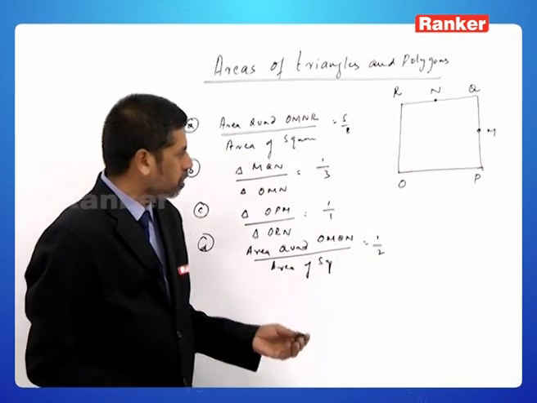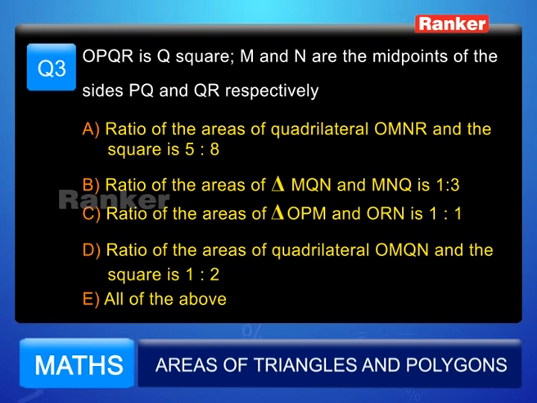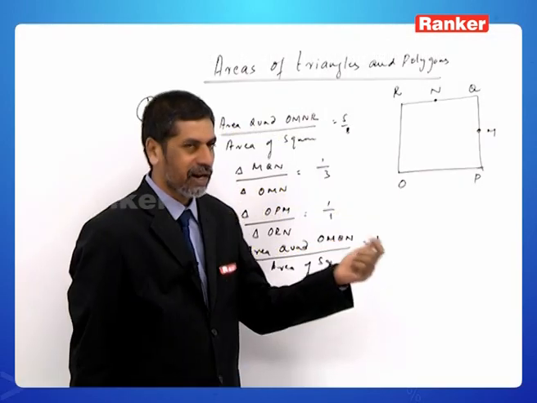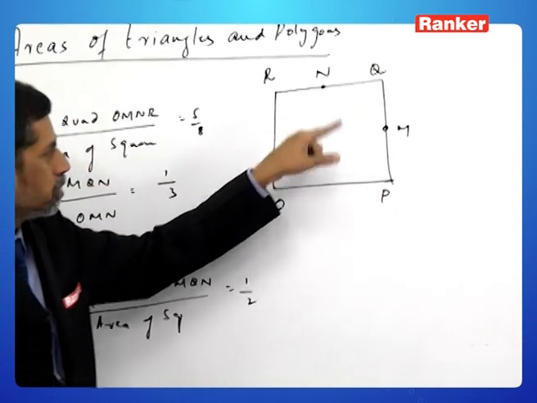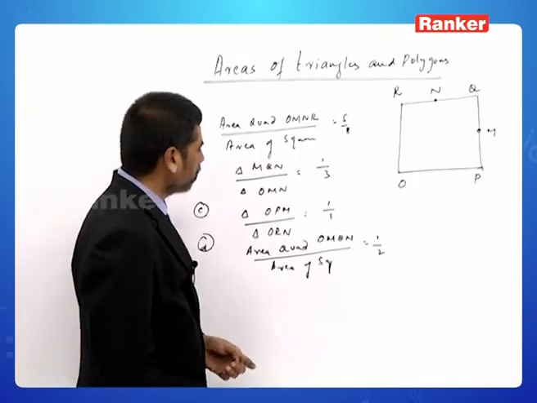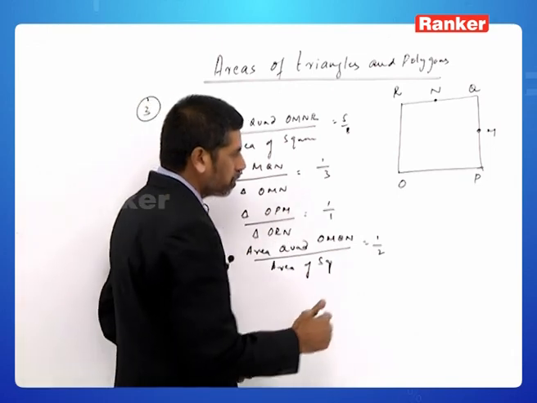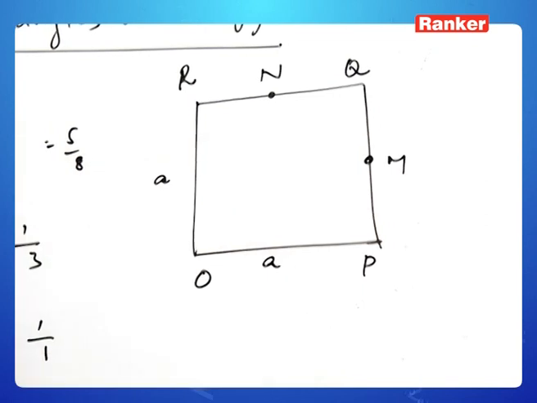This is a problem based on the midpoint theorem and other things. So basically computing areas of quadrilaterals and triangles. But one useful piece of information is M and N are both midpoints of those sides, right? So therefore we'll begin with an assumption that the side of the square is A units.